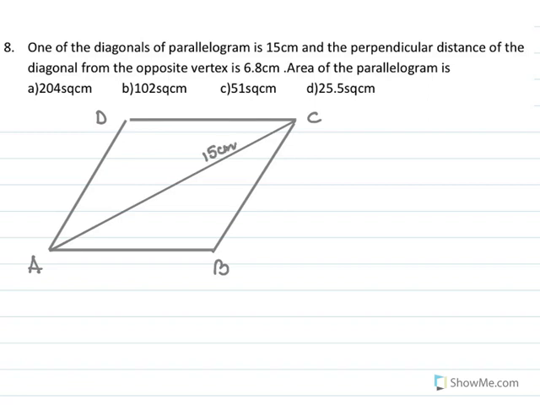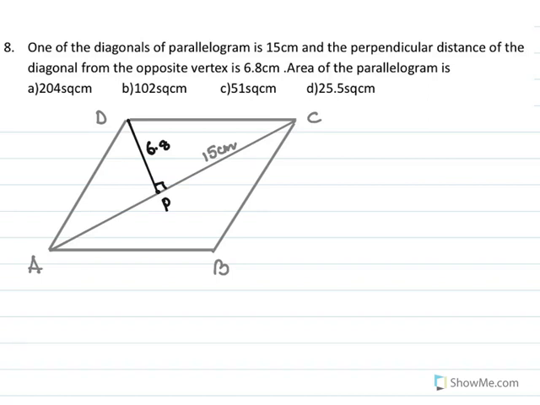And the perpendicular distance of the diagonal from the opposite side is 6.8. So we'll mark that too. Perpendicular distance means from here we drop a perpendicular. We call it P, and this is 6.8. Find the area of the parallelogram.